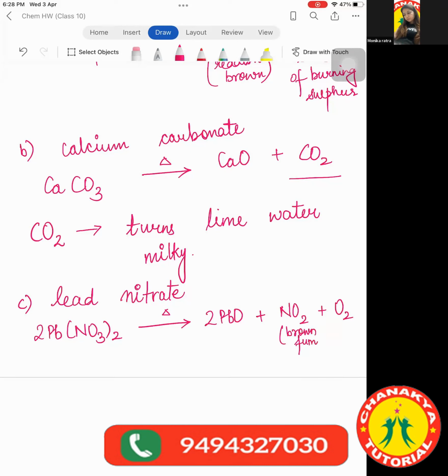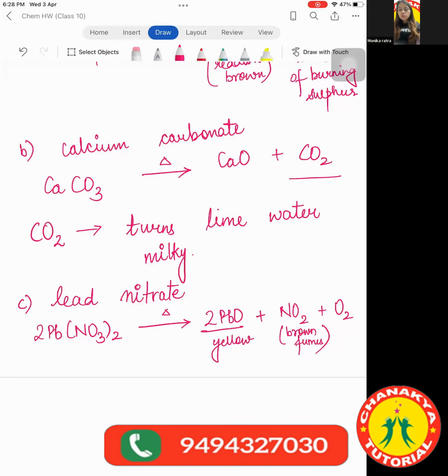Meher, beta, tell me what is the color of lead oxide? We studied this in the last class. Ma'am, I don't know. It's yellow. Yes, it is yellow in color.